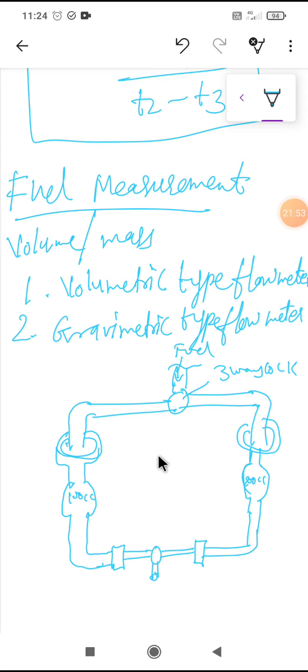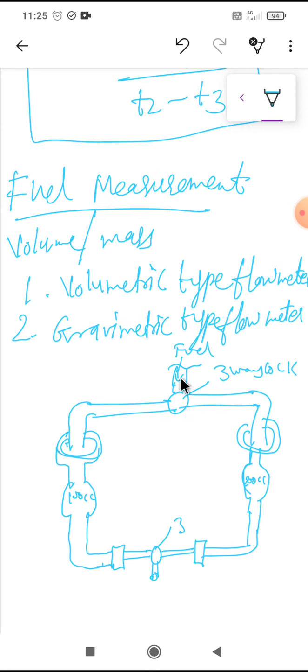here I have drawn the volumetric fuel tank meter. So what is this type of fuel meter? Here we will understand. This is a simple arrangement for measurement of the fuel supply in the laboratory. It consists of spherical shells, as you can see, of 100 cc and 200 cc capacity. These are connected to two three-way cocks, one on each side, so that one spherical shell feeds the engine while the other is filled from the fuel tank.